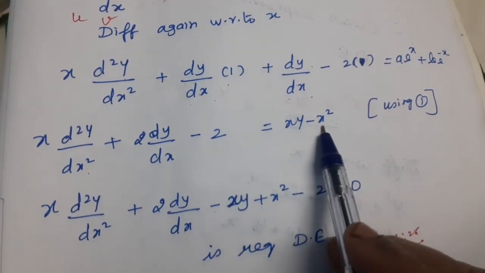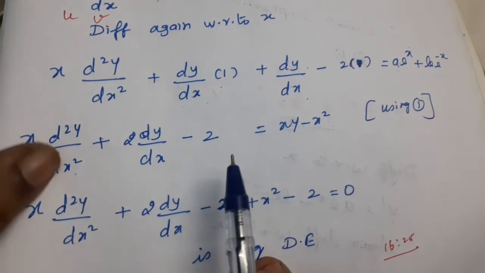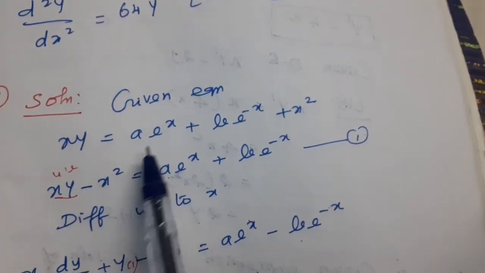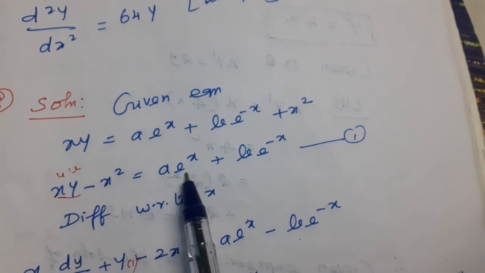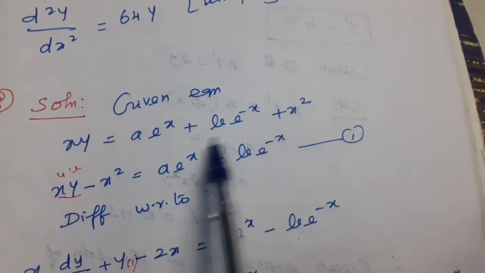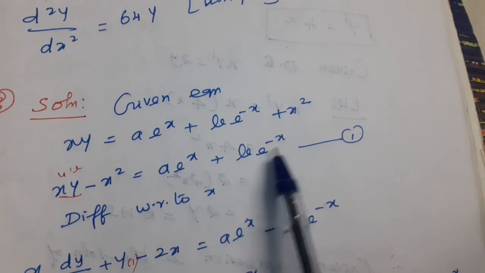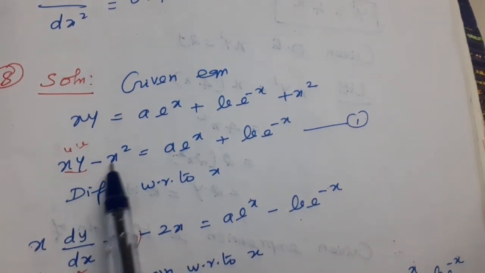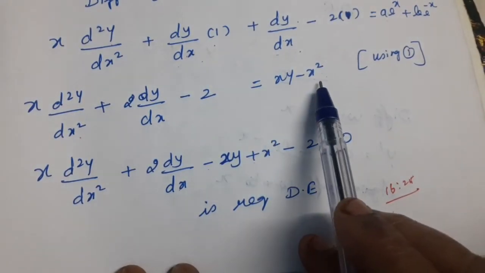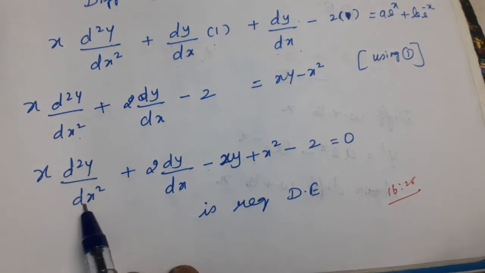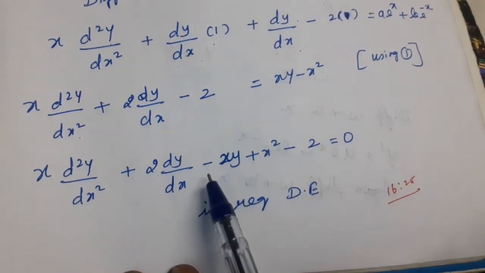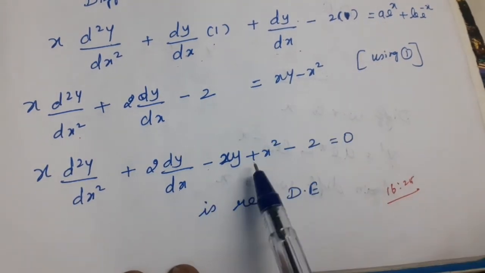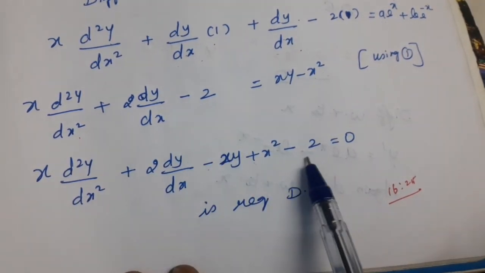xy minus x square. Why do we write xy minus x square? Because equation 1 is xy minus x square equal to a into e power x plus b into e power minus x. Instead of a into e power x plus b into e power minus x, write xy minus x square. Now x into d square y by dx square plus 2 into dy by dx minus xy, and minus x square becomes plus x square. Minus 2 keeps itself.